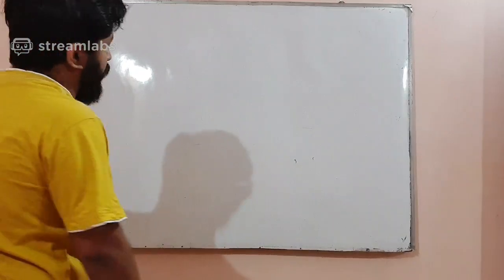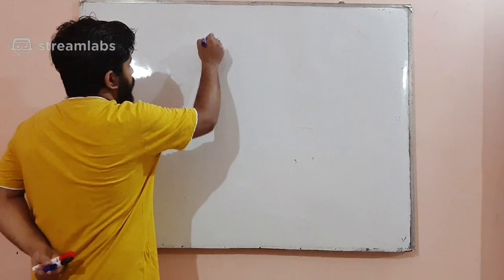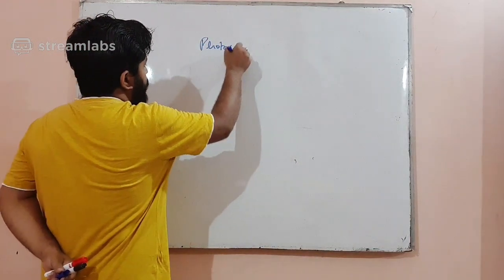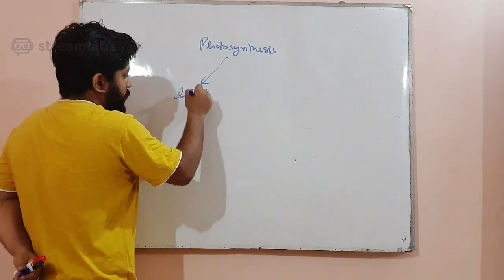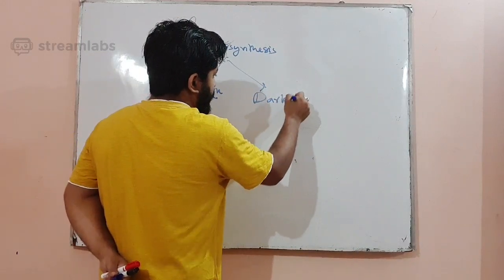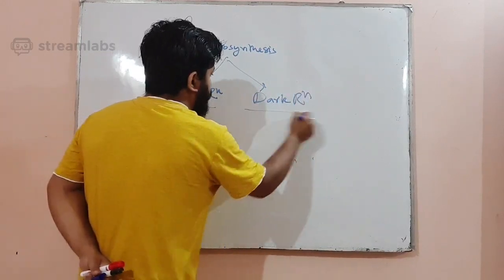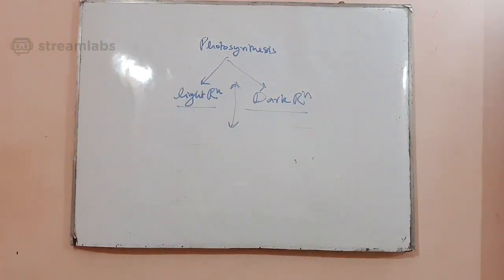We are now ready to understand the concept of photosynthesis, which is very short. What happens is that photosynthesis has two parts. One is the light reaction, one is the dark reaction. Now I will discuss these two parts in greater details. Okay, but first you need to grab the concept that I have given you today.